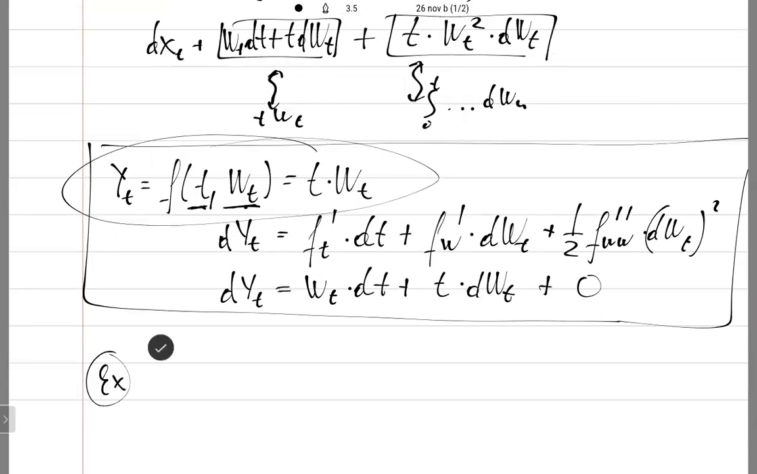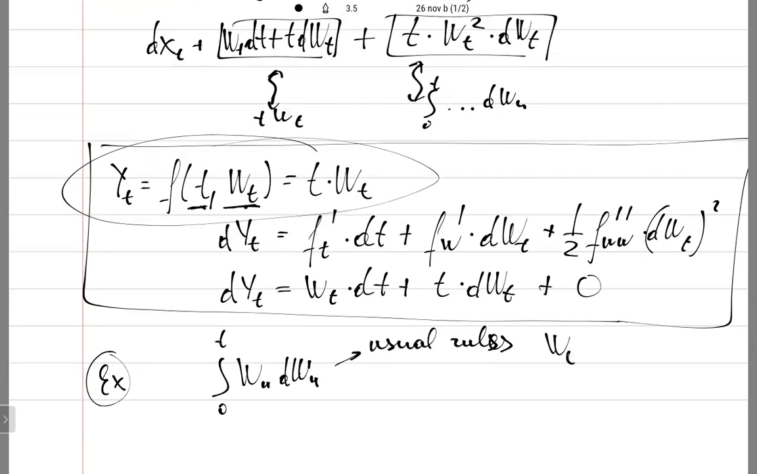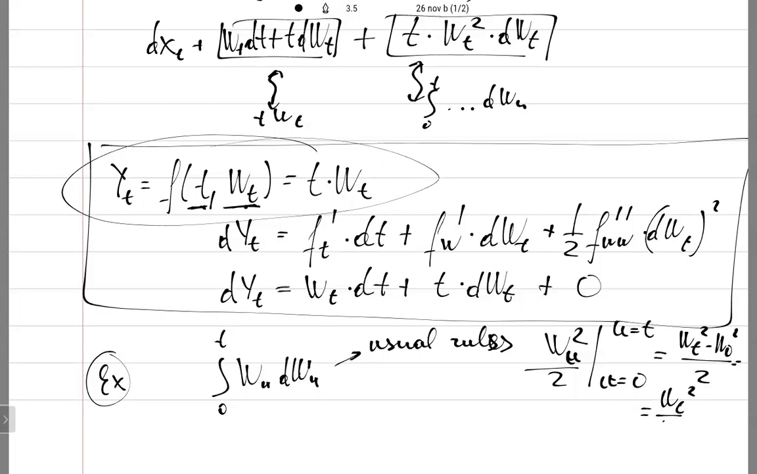Do you recall our first example? Integral from 0 to t of W_u dW_u. If you just apply usual rules, it would be W_u squared over 2 from 0 to t. It would be W_t squared minus W_0 squared divided by 2. It would be W_t squared over 2 if you apply usual rules.